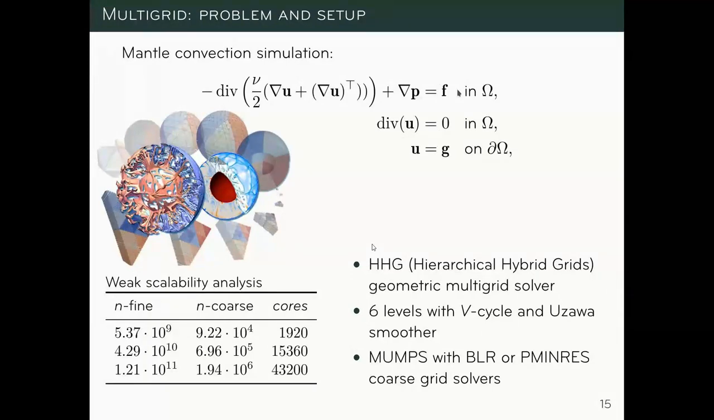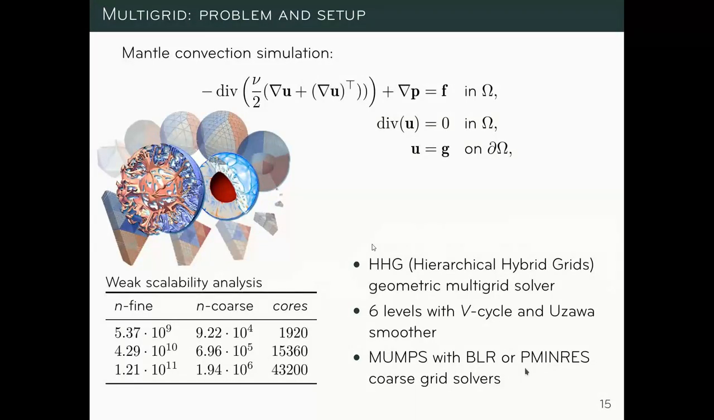And we performed a weak scalability analysis, which means that we produced three problems of increasing size. And for each problem, we chose a number of cores in such a way that the number of degrees of freedom per core is pretty much constant. And we implemented this in a multigrid solver, which is called Hierarchical Hybrid Grids. It's a geometric multigrid solver. And for this study, we used six levels and V-cycle with Uzawa smoother. And on the coarse level, we used either MUMPS with and without block low-rank or preconditioned MINRES.